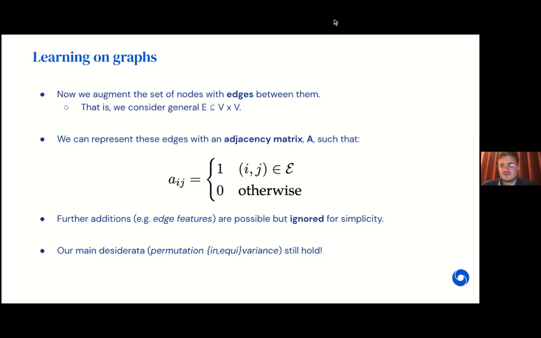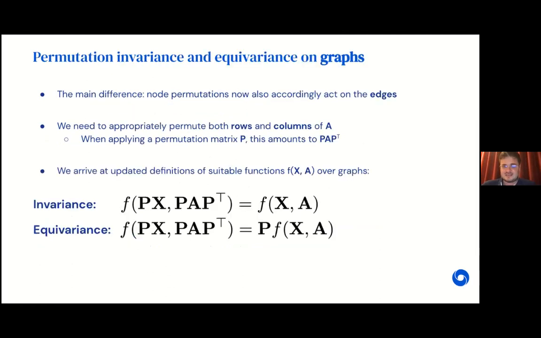And our main desiderata, permutation invariance and equivariance, still pretty much hold in this case. The only difference is that whenever I permute my node features, I now must accordingly permute the edges. And if I choose to represent the edges with the adjacency matrix, and the adjacency matrix is of the shape nodes by nodes, this now means that I must permute both the rows and the columns of the adjacency matrix. So when I apply permutation matrix P, this will amount to PAP^T in linear algebra terms.